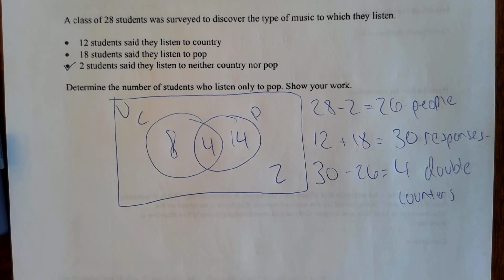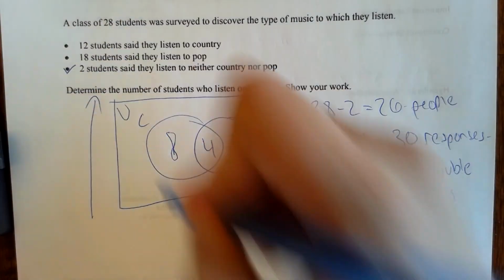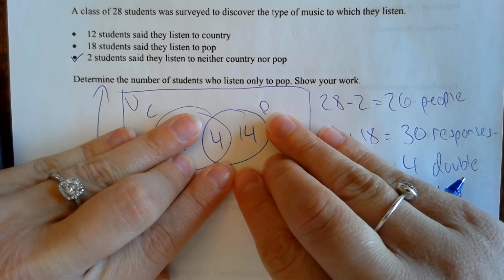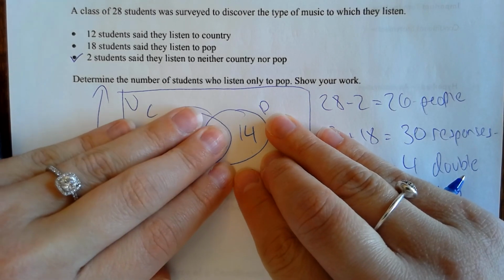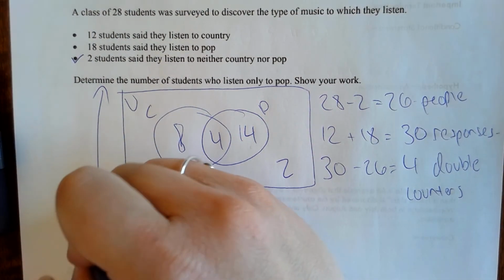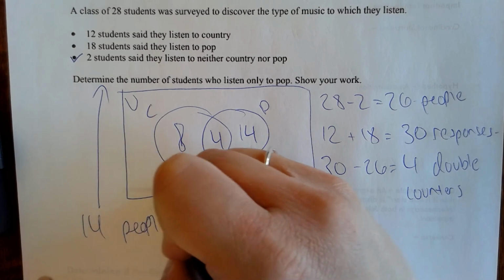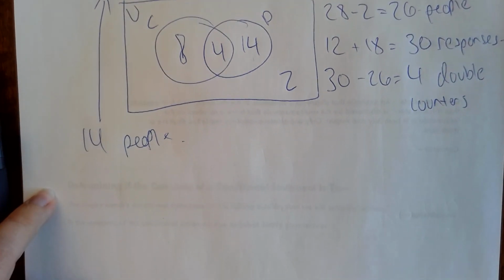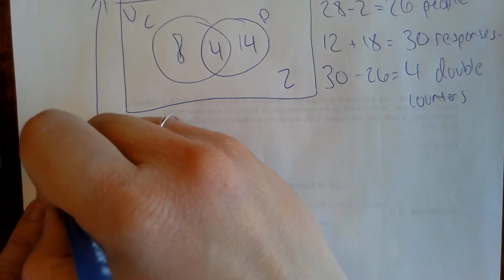Now this is my work. I still have to actually answer the question, so let's do that. I'm just going to put a little arrow, like this is me answering it. Determine the number of students who only listen to pop. So only pop. This whole thing is pop, but some of those people also like country. So only pop, 14 people. All right. So that's a slightly different version of a Venn diagram and the clues you could get.